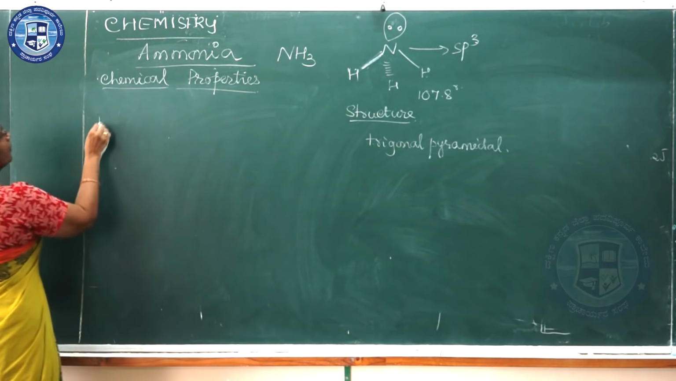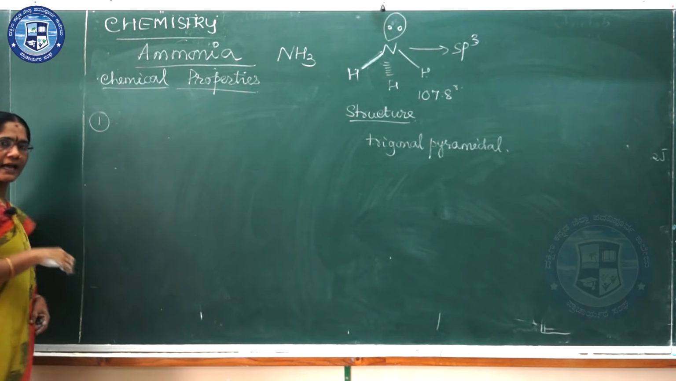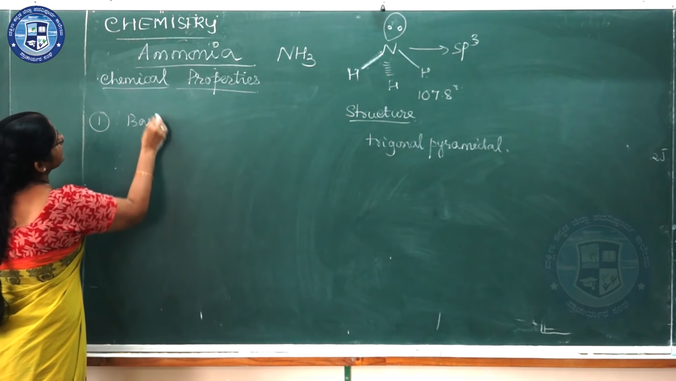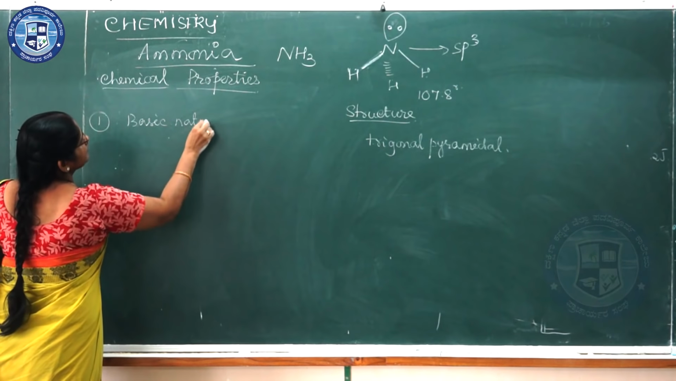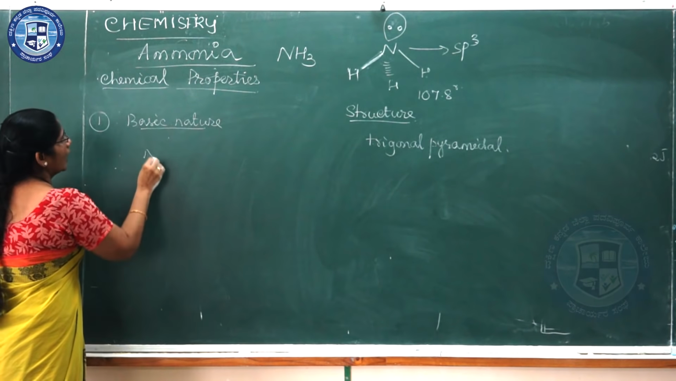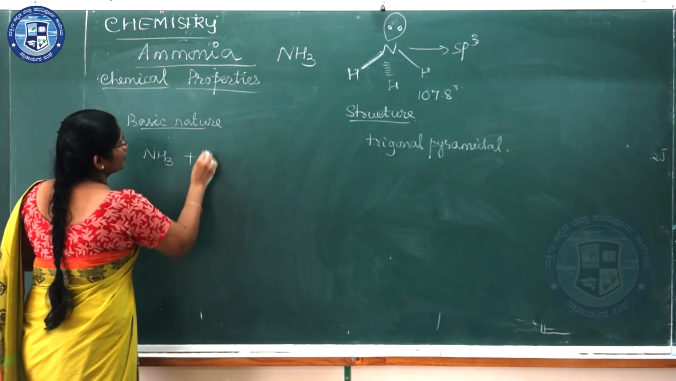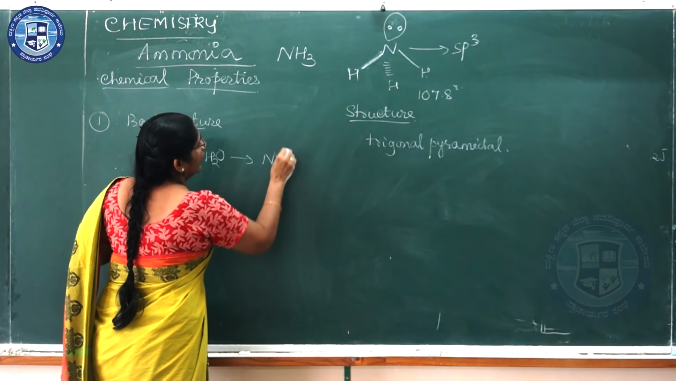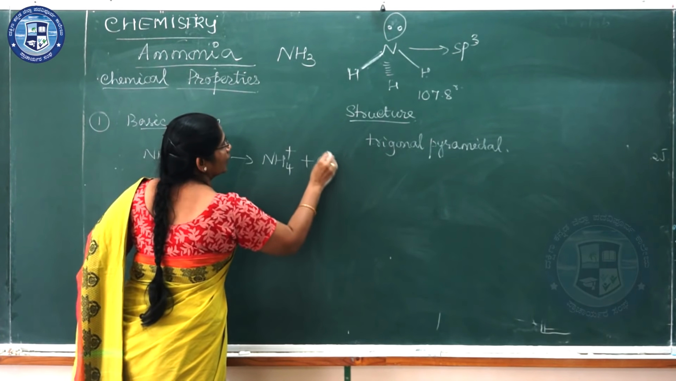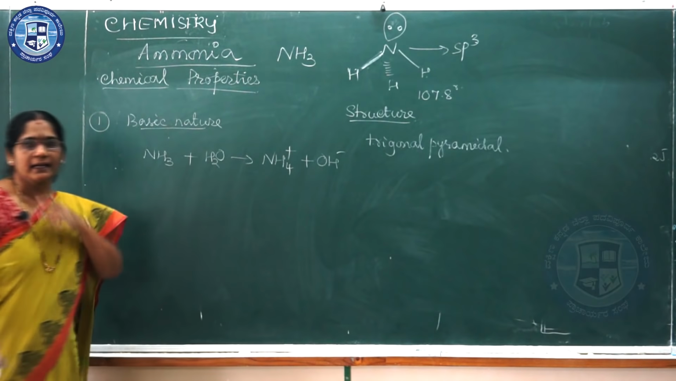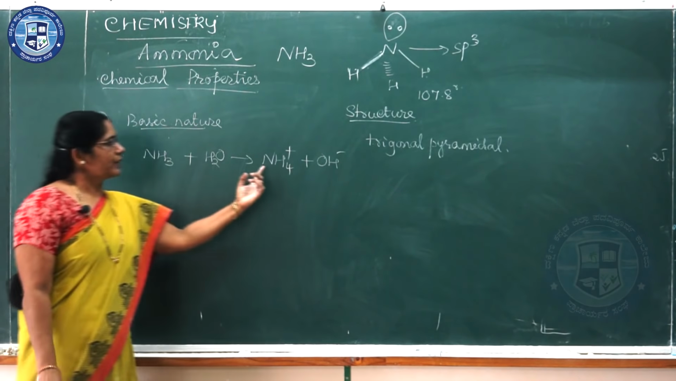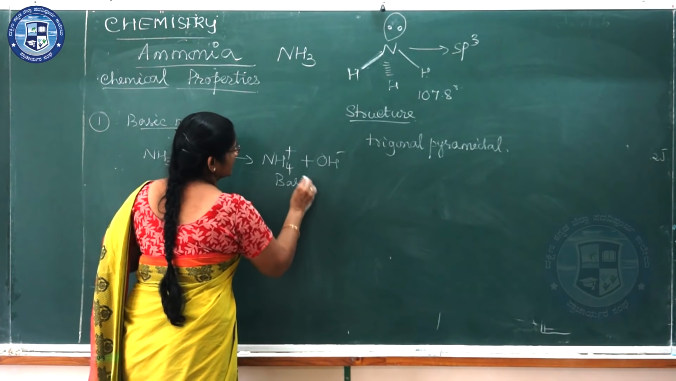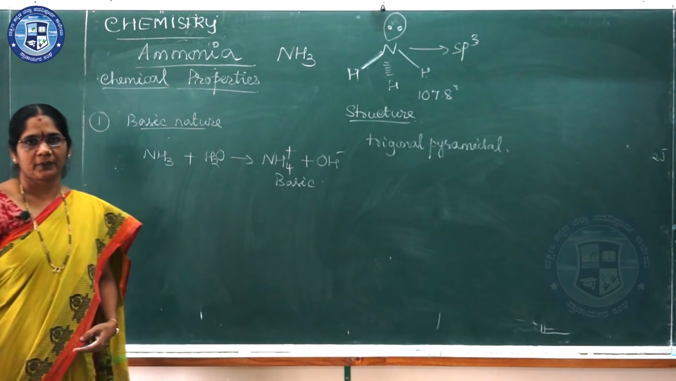In the chemical properties, it is highly soluble in water. So basic nature I can call it as. Ammonia gas when passed into water dissolves to give ammonium ion and hydroxide ion, ammonium and hydroxide, and therefore the solution is basic in nature.